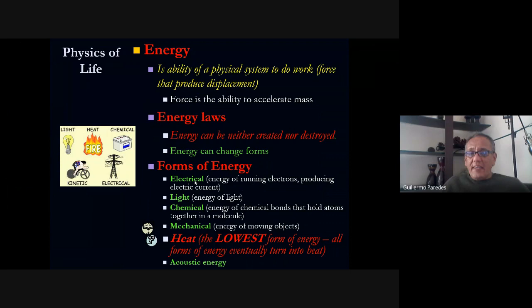Now, this heat that is the result of used energy: part of the energy is going to be used to move your arms, to talk, to think, and part of that is going to dissipate as heat. And that heat is very difficult to use or reuse again. So that's why heat is considered the lowest form of energy, because it cannot be reused again. So it's going to be lost in the environment. Okay? You okay with that?